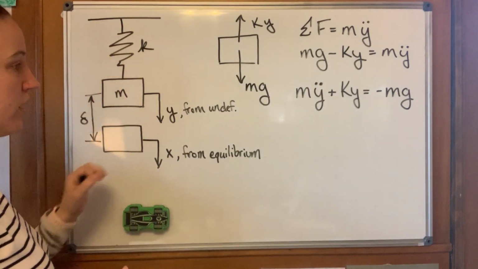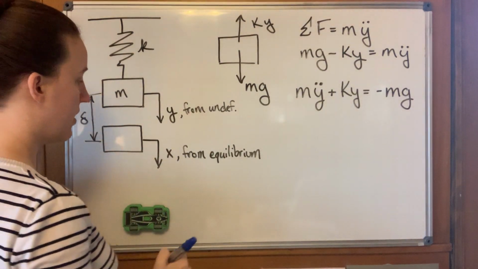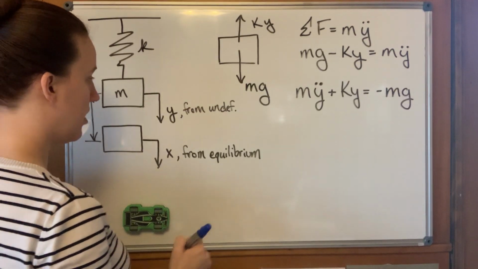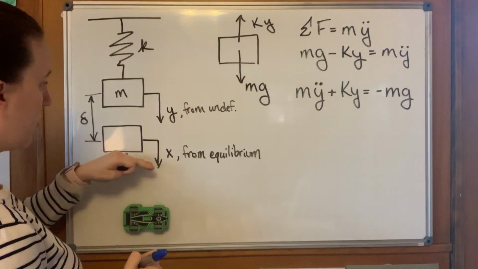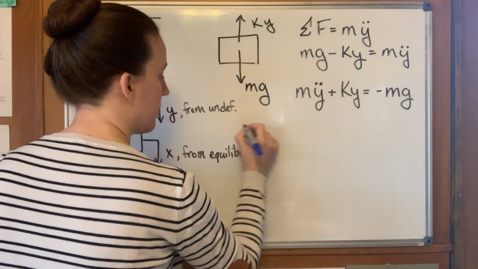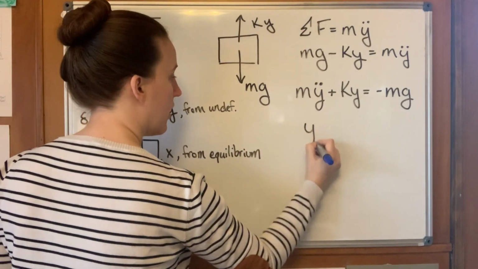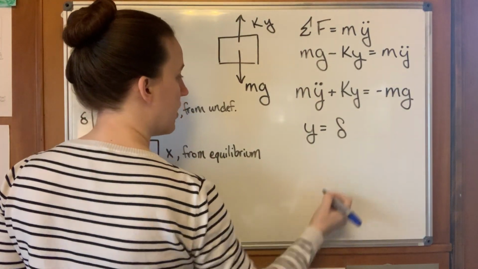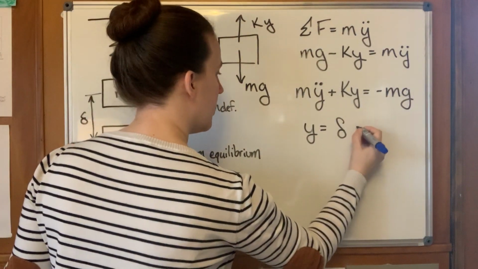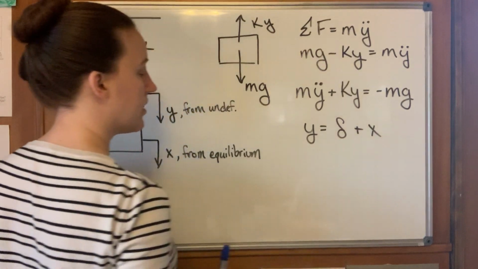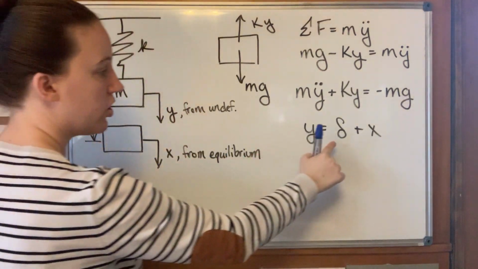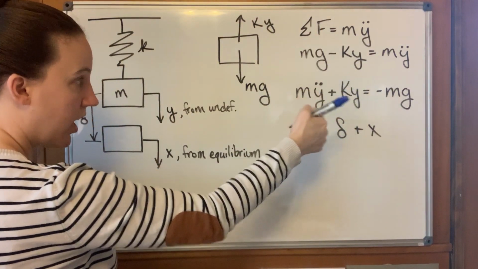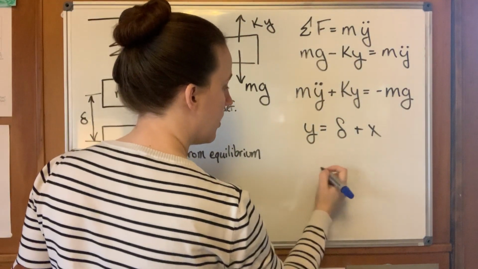Okay, so now we can write that the total displacement away from y, you can say y is going to equal some delta plus x. And now we can show what this delta is because it's the equilibrium. So it's when y double dot equals 0.